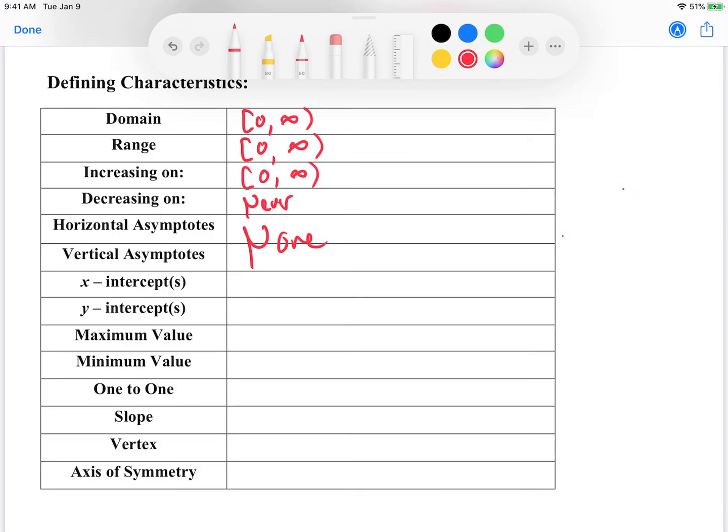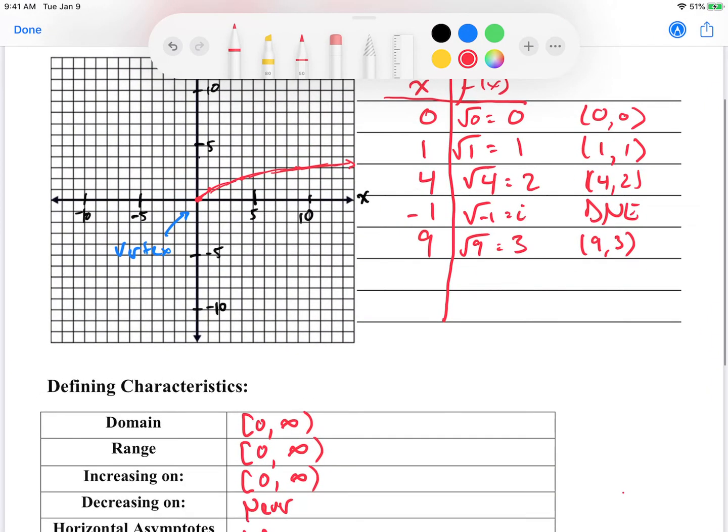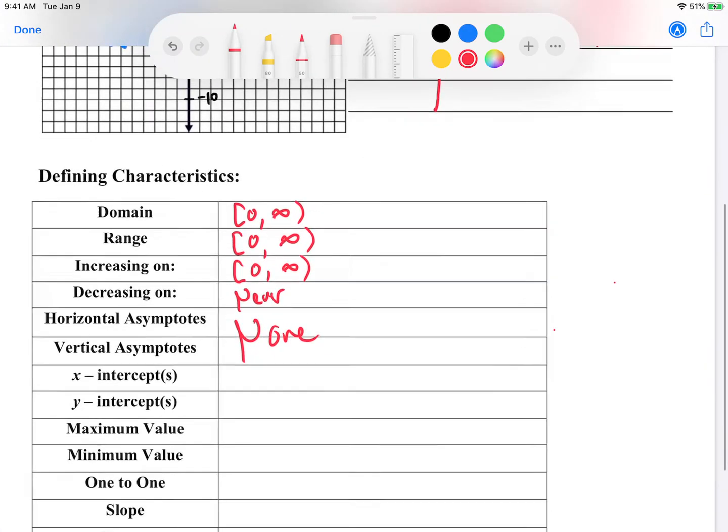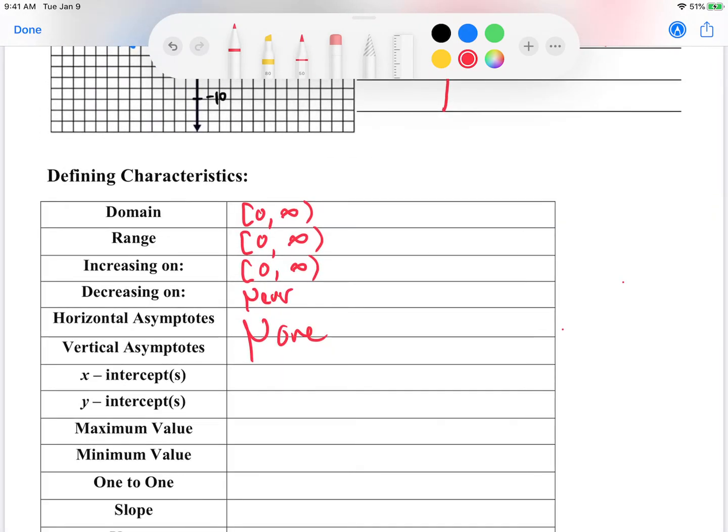Actually, we can do the x and y intercepts for this one, because if I look at this function, this point right here, the center point, is both the x and y intercepts. And if we keep picking greater values for x, it's never going to come back down and touch the x-axis again. So my x-intercept and my y-intercept are the same thing. X is equal to 0, y is equal to 0. Or we can say 0, 0.